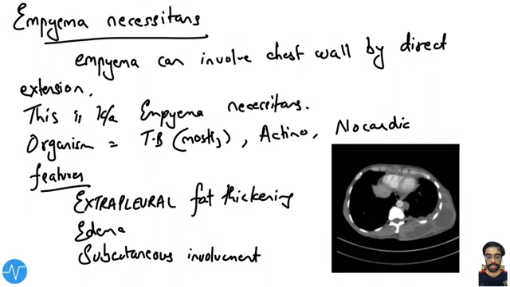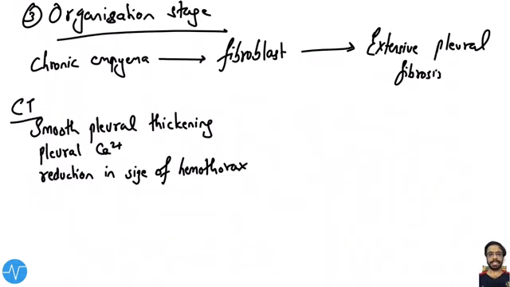Now what will you see? You will see subcutaneous involvement because the chest wall is involved, plus you will see the pleural fluid, extrapleural fat thickening and edema, which are all the features of empyema, plus subcutaneous involvement. As you can see in the diagram, the subcutaneous tissue. The last stage is organization, which means the chronic stage. In the empyema, fibroblasts will come and there will be fibrosis, calcification, thickening and reduction in the size.